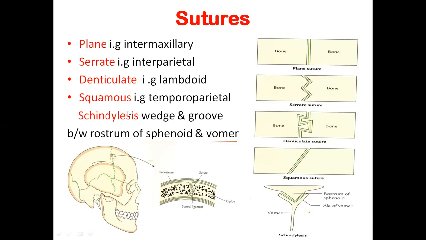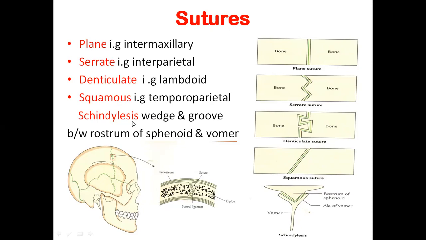So let's discuss, we left another type, that is the squamous type. Squamous type. Here is the overlapping. The suture is in the overlapping form. The example is the temporoparietal suture between the parietal bones of the skull and the temporal bone of the skull.